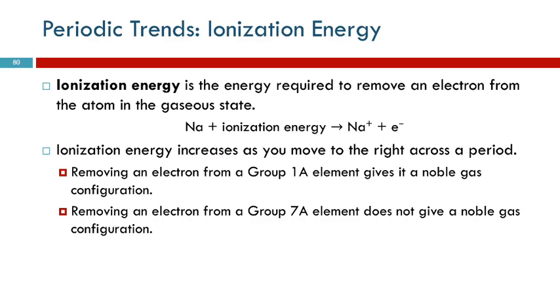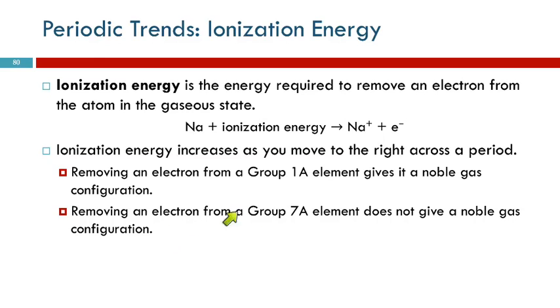Now we said that group 1A metals form positive 1 ions by losing an electron, and they want to become like a noble gas. It still requires energy to pull it off, so it's the energy to remove 1 electron. And this follows a trend as well. Removing an electron gives you the noble gas configuration from a group 1A element.